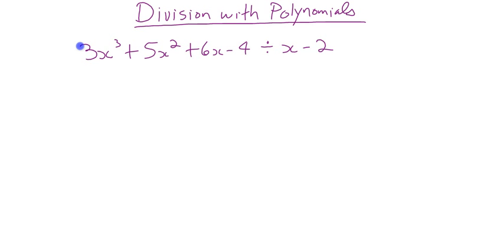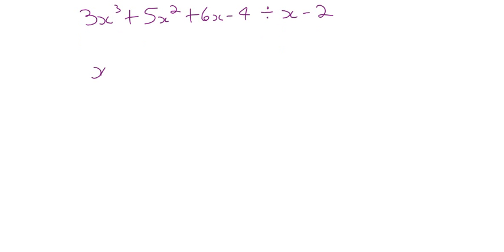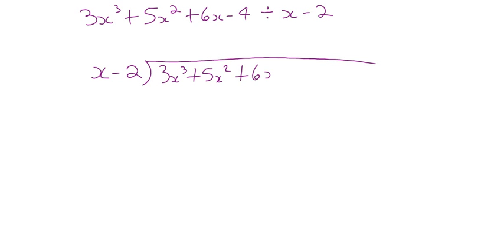So we're going to say, I want x minus 2 divided into 3x cubed plus 5x squared plus 6x minus 4. Okay. So what we ask is this. First thing we ask is, how many times does x go into 3x cubed? 3x cubed divided by x is 3x squared. And the idea is, when we multiply this by this, these two terms are the same so that they will subtract down and be gone, right?